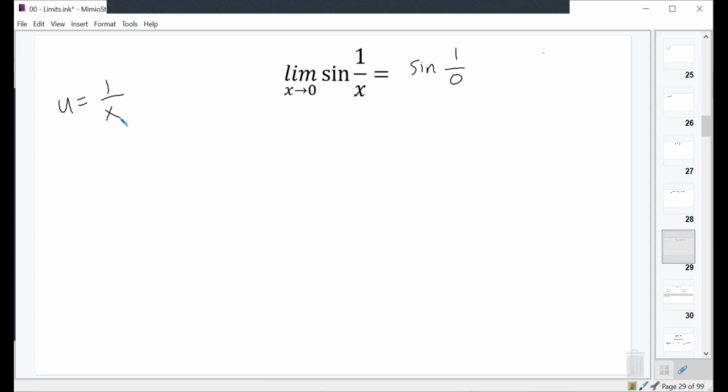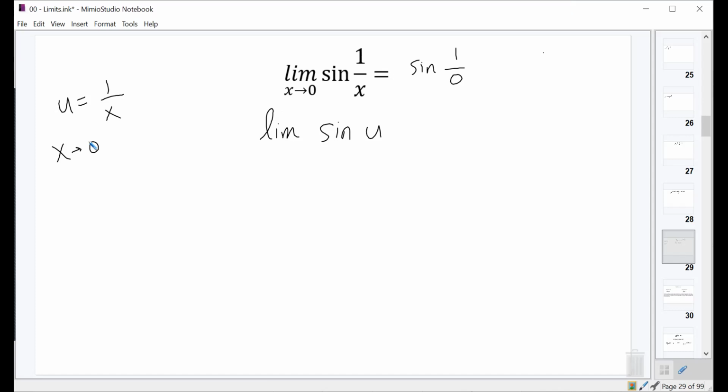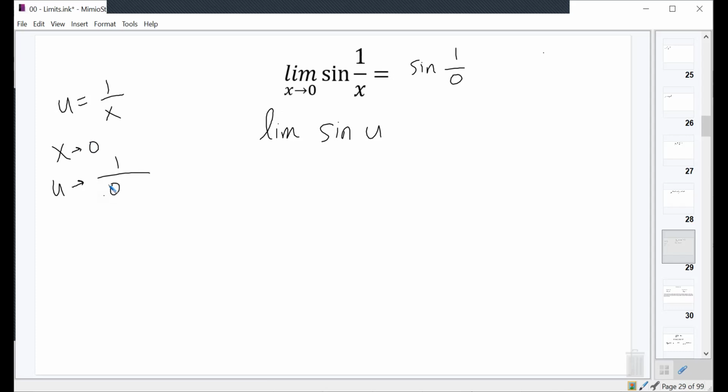Okay? So if u equals 1 over x, we're going to end up with just a sine of u, right? And we're still going to have this limit here. But instead of having x approaching something, we want u to approach something. So if x is approaching 0, well, we have to think a little bit about what happens if the denominator of a fraction gets really, really small. If I take 1 and divide it by, let's say, 0.000001, that becomes an exceptionally large number. We're actually approaching infinity here.